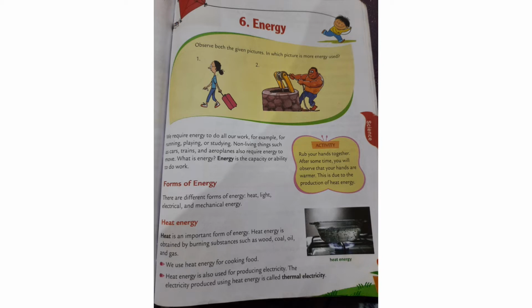We use heat energy for cooking. When we burn wood, we use it for cooking. When we burn gas, we use it for cooking. Heat energy is also used for producing electricity. The electricity produced using heat energy is called thermal electricity. Thermal electricity is electricity produced using heat energy.